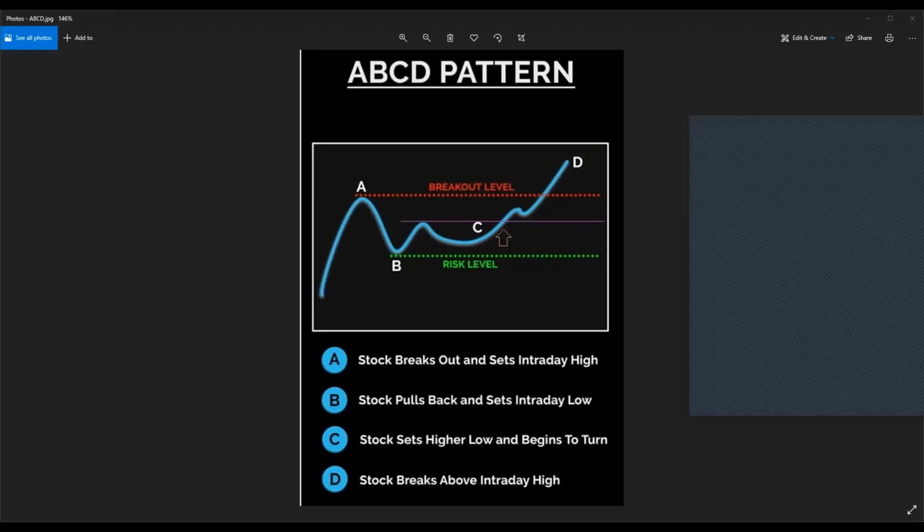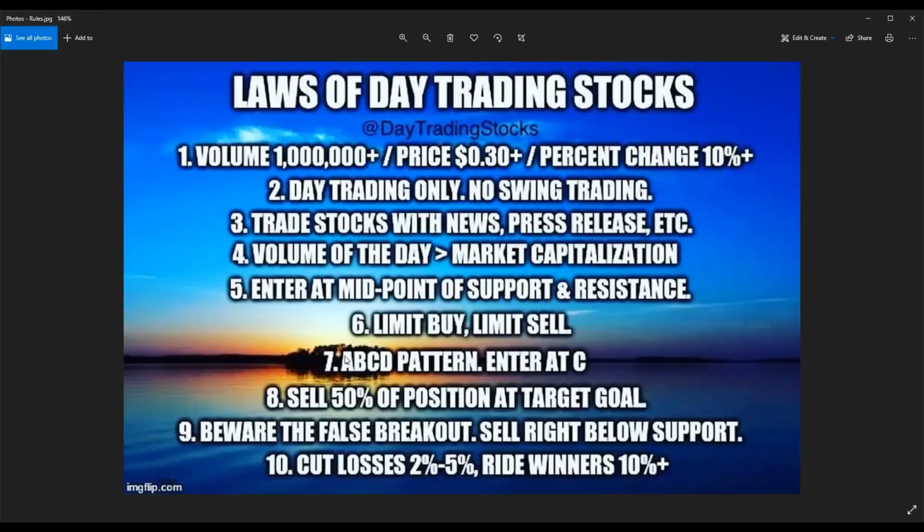So we're going to switch back over to the rules here. That was rule number 7, ABCD pattern, enter at the C point. Rule number 8 says sell 50% of your position at a target goal. Now, really, that's not a rule for day traders. Day traders get in and they get all the way out. They don't usually leave anything behind.